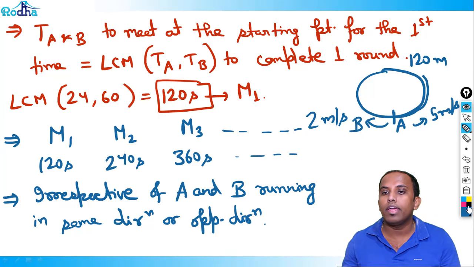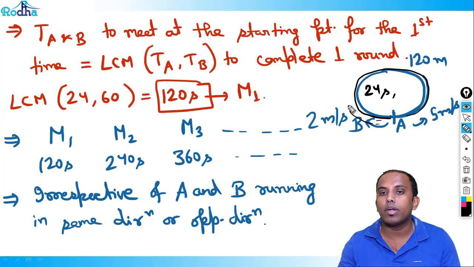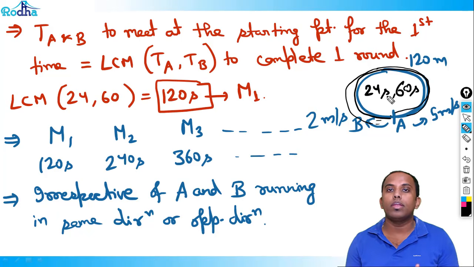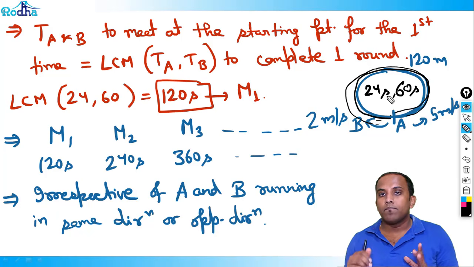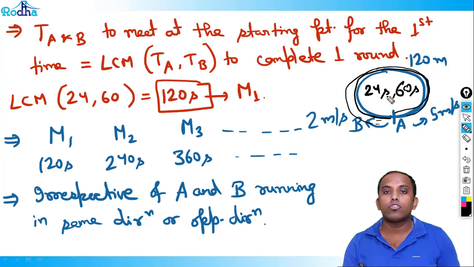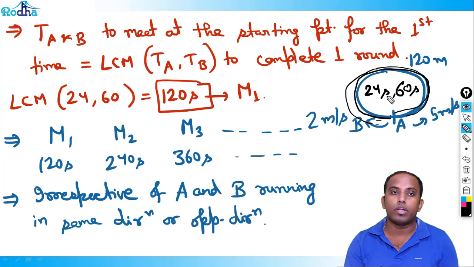Okay, then also A will reach the starting point after covering 120 meters in 24 seconds, and B will reach the starting point in the clockwise direction after 120 by 2, 60 seconds. So again it will remain the same, right? So whether they are running in the same direction or in the opposite direction, the time taken to reach the starting point will actually be the same. Okay, so this covers both the parts, if they are running in the same direction or opposite direction.